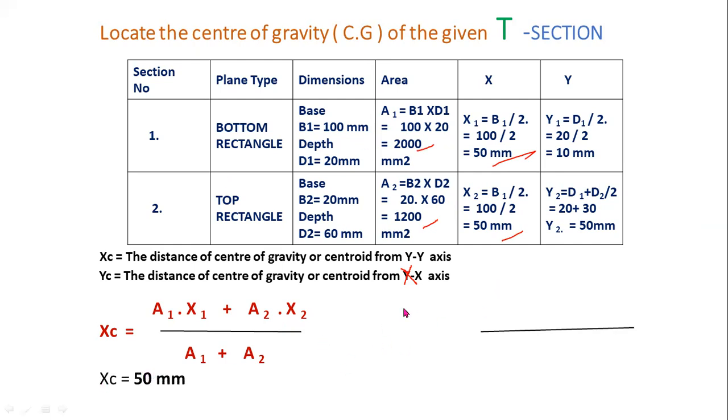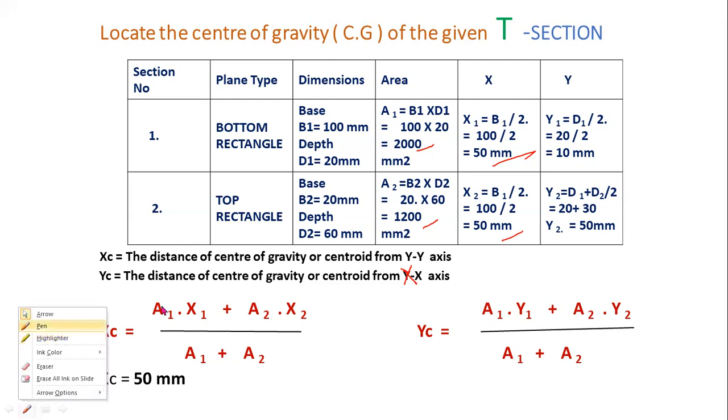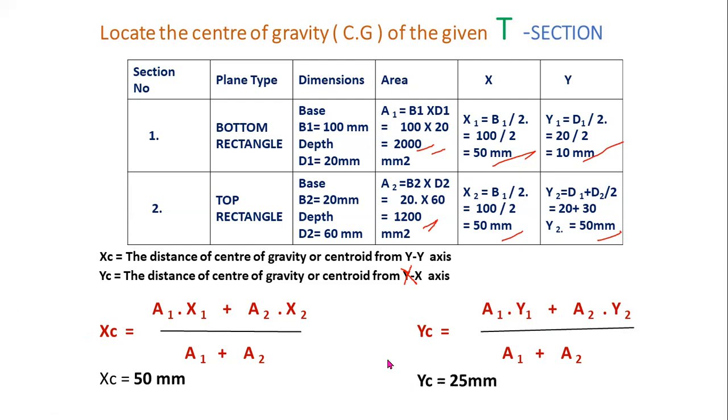In a similar way, yc equals the distance of the centroid or center of gravity from the xx axis: A1 y1 plus A2 y2 by A1 plus A2. Here also you have to substitute the values of A1, A2, y1, y2. After substituting these values, you can get the value of yc, the distance of the centroid from the xx axis. So xc and yc are the distances of the centroid from the y-axis and x-axis.